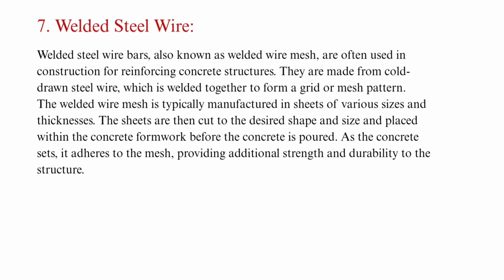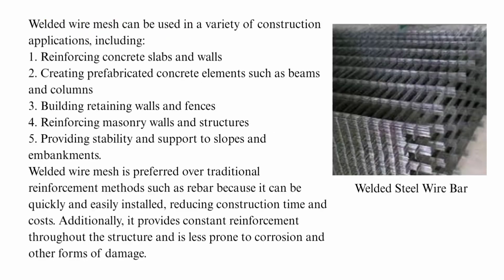These sheets are then cut to the desired shape and sizes and placed within the concrete formwork before the concrete is poured. As the concrete sets, it adheres to the mesh, providing additional strength and durability to the structure. This welded wire mesh can be used in a variety of construction applications, including reinforcing concrete slabs and walls, creating prefabricated concrete elements such as beams and columns.